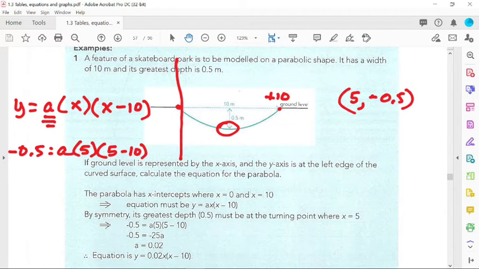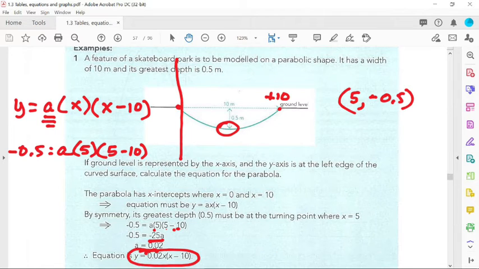Does it make sense? We're just using that x-intercept form of the equation. And then it's just a matter of solving the equation, which you see they've done there. Multiply that out: 5 times -5 gives you -25a. You divide both sides by -25, which gives you a equals 0.02. And so that is your a value that goes in front of your x.